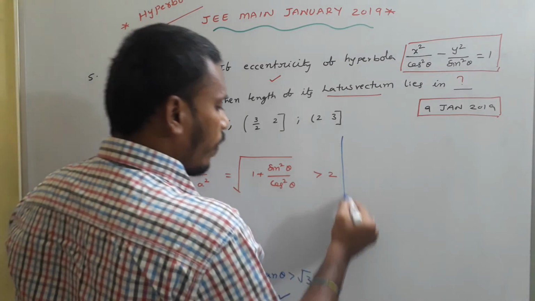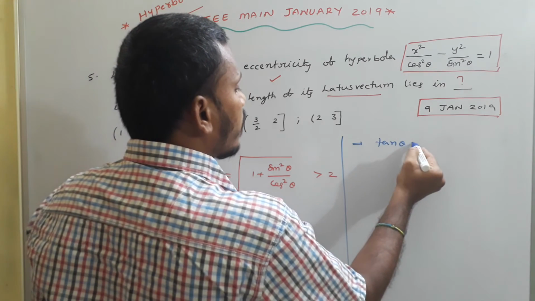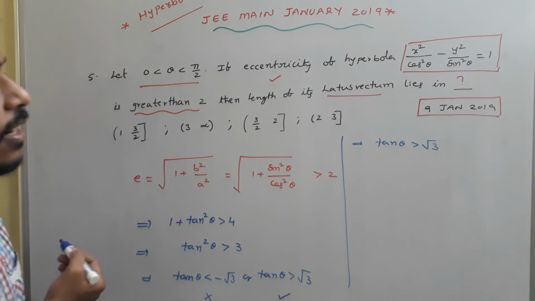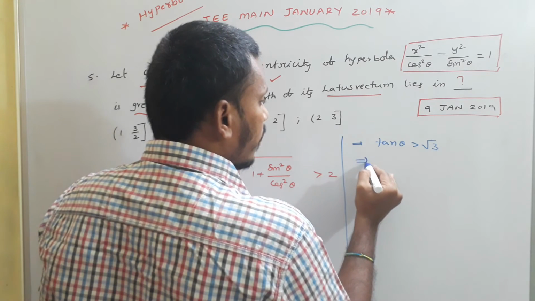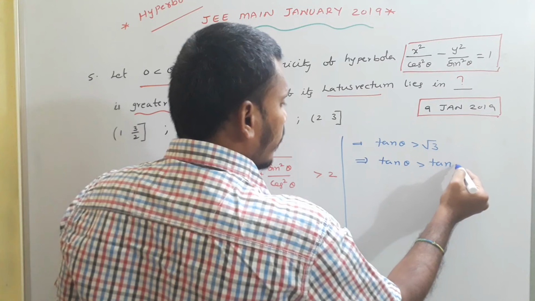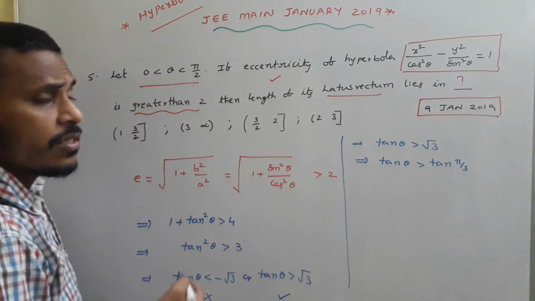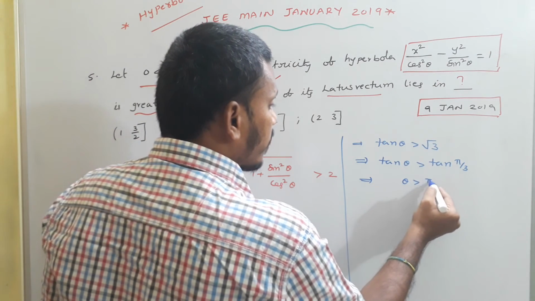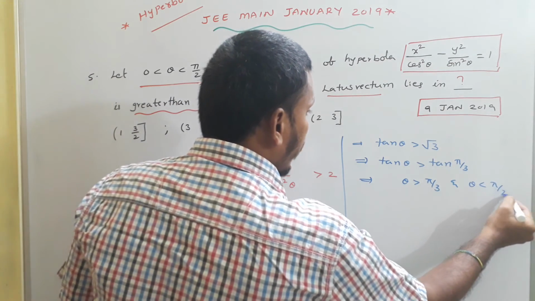So now what we have with us is tan theta is greater than root 3. Since tan theta is greater than root 3, what do you say about theta? So this implies tan theta greater than root 3 is basically tan 60 degrees, which is pi by 3. Since tan is an increasing function, one thing is very clear that theta is greater than pi by 3, and as they given theta is less than pi by 2 also.